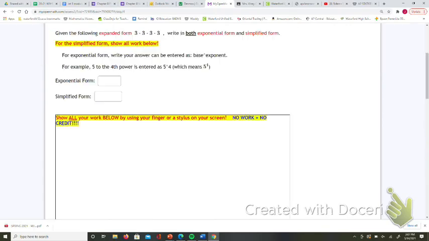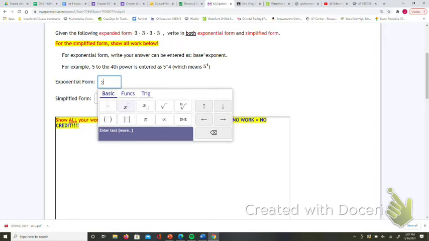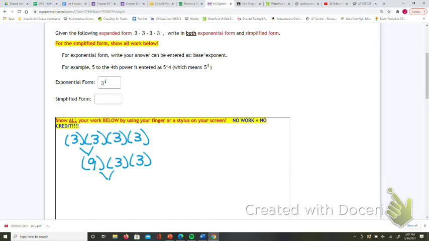Okay, number 4, we have 3 times 3 times 3 times 3. So we have 4 3s. So we have 3 and then the exponent button to the 4th power. Okay, now we have to show the work. So we have 3 times 3 times 3 times 3. So 3 times 3 is 9 times 3 times 3. Okay, 9 times 3 is 27 times 3.